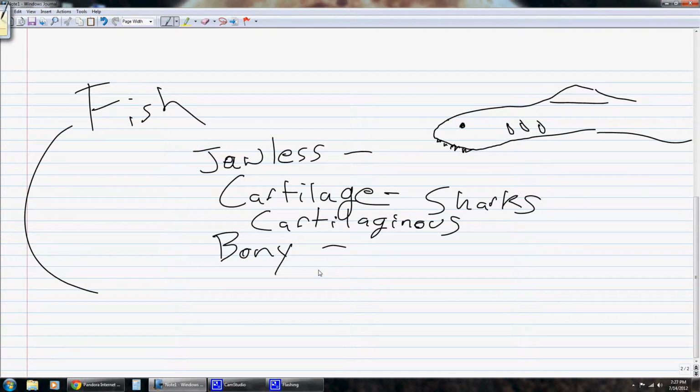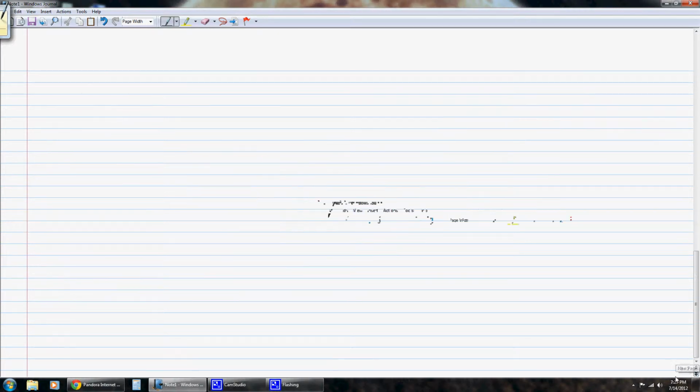Now the last group we're going to find is the bony fish, and these guys are going to have jaws, scales, and they're also going to have pockets that will hold the gills. So cartilaginous fish and bony fish are both going to have jaws. The jawless fish obviously is not going to, but these are the 3 groups you're going to see with fish.